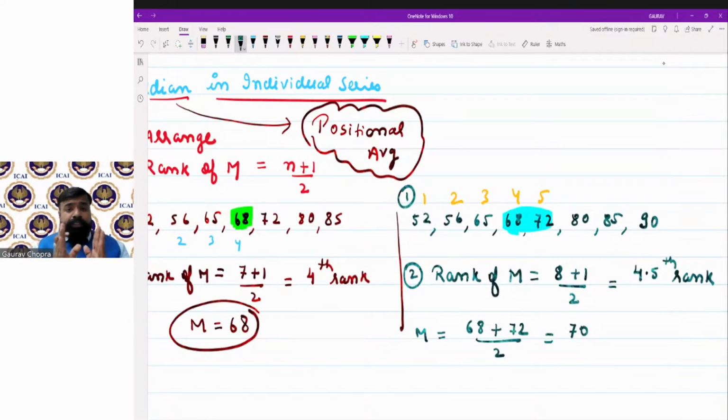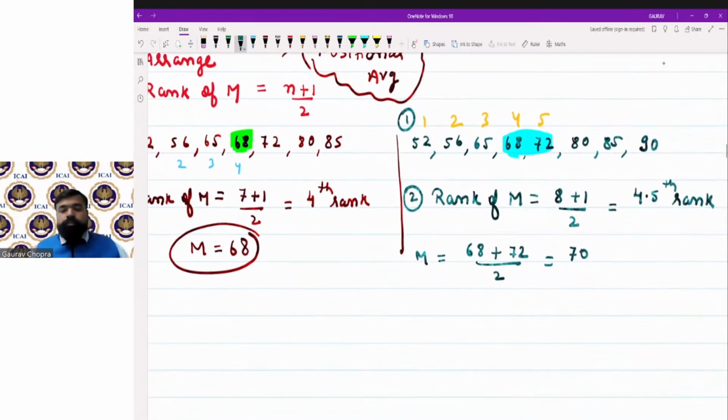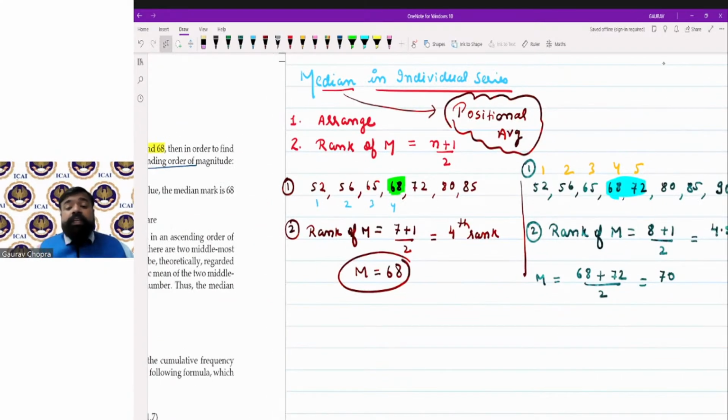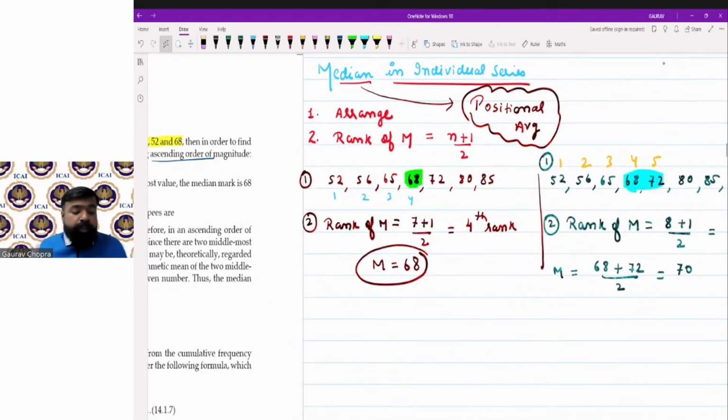Okay. So what do we have to do? The first step is to arrange the series. The second step is to find out the rank. If the rank is coming in decimal, then take the average. So 68 plus 72 upon 2. This is 70. Perfect. Now, this was our median in individual series.